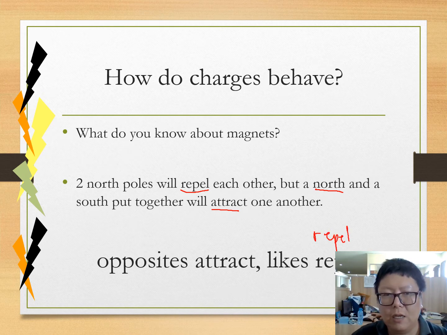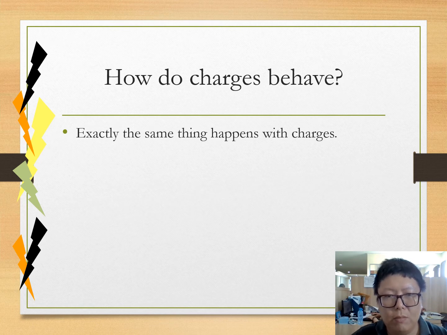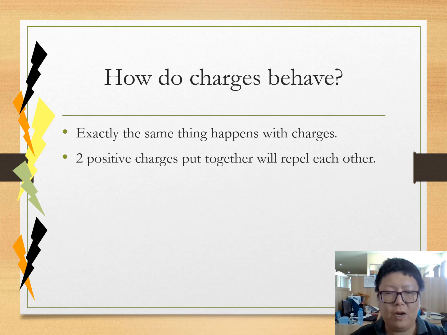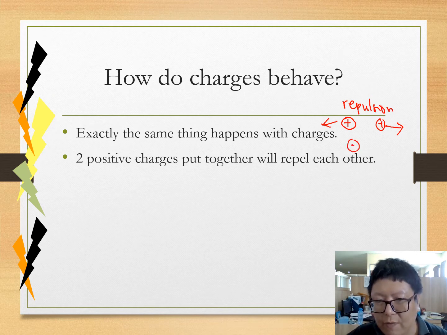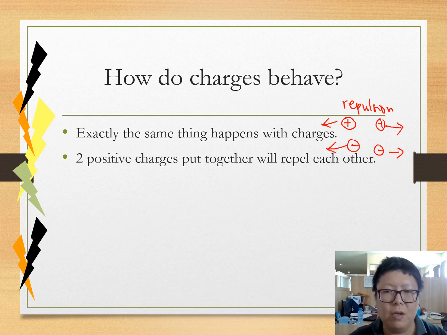So this is exactly the same thing with charge. If there are 2 positive charges and you put them together, I draw positive and positive, they will repel each other. There will be a repulsion force between them. And the same with negative and negative, they also will repel because there is a repulsion force.